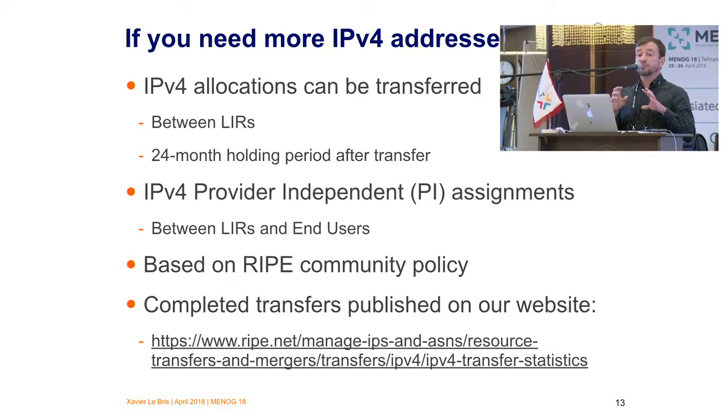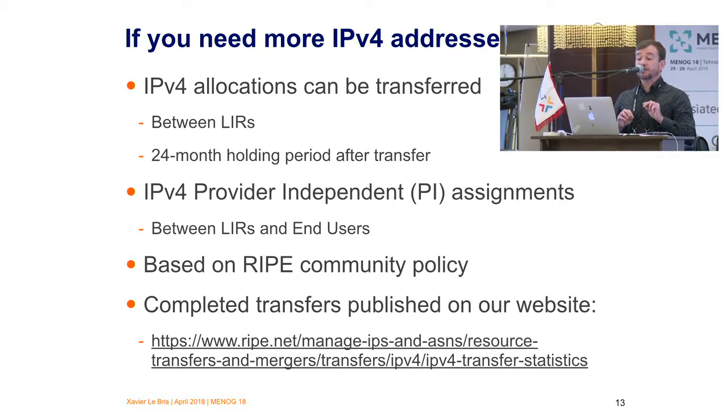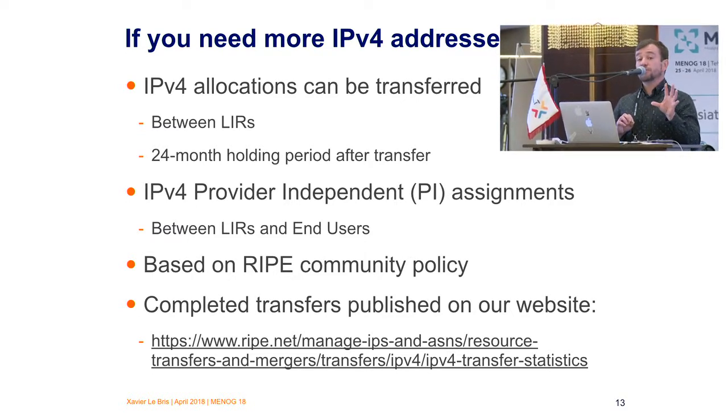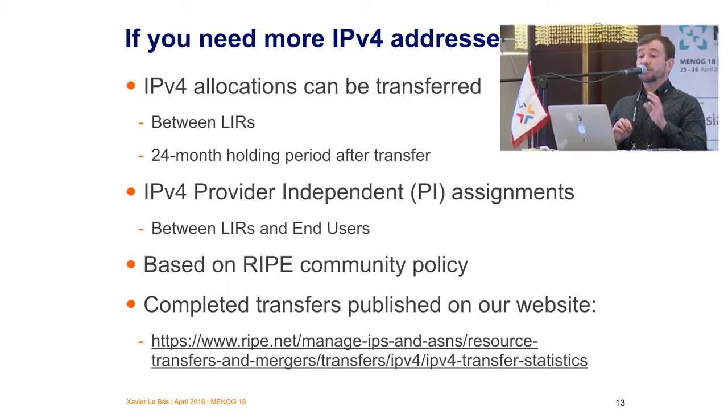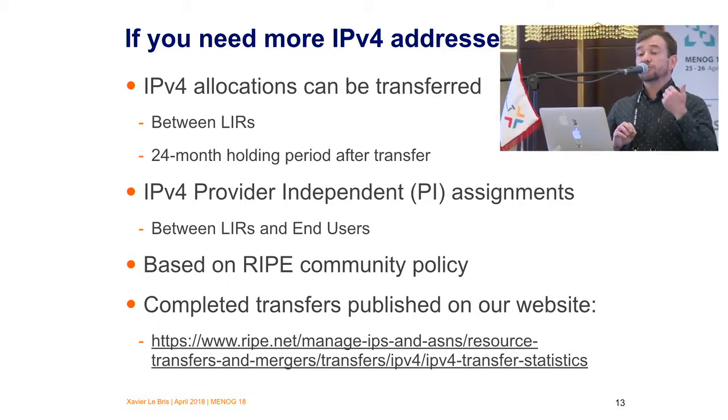This is a policy that has been developed by the RIPE community, and this is done between LIRs. So when you transfer an allocation to your LIR, so let's say a /22, you can't retransfer it for 24 months. So you can only do it after 24 months. This is something that is really checked. We do thorough checks for all the paperwork, and sometimes we look at some information like routing and DNS to see that nothing is left behind to avoid any bad surprise.